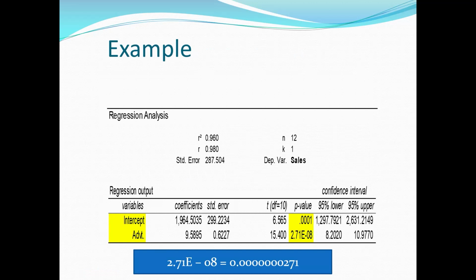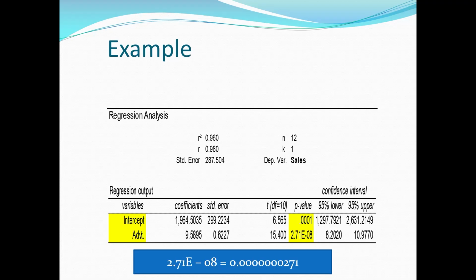This is the result we get from a software. When you do an analysis in the software, this is the format in which the result comes. Read the heading, regression analysis. R square is already calculated, so you don't have to calculate correlation separately. R is 0.98, a very high correlation. R square is 0.96, so both are calculated.